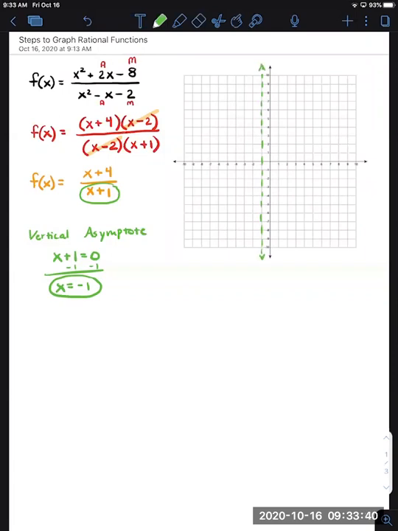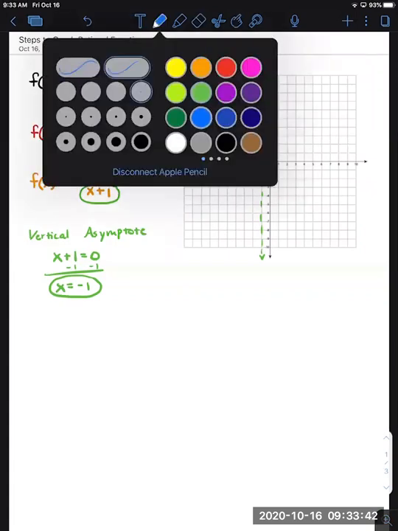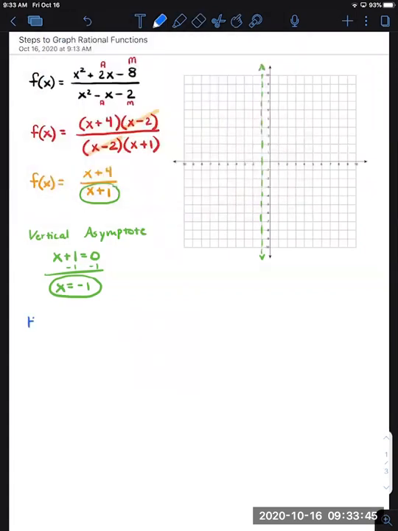Step number 4 is to find the hole. So in order to find the hole, you take the term that you canceled out and you set it equal to 0. So I canceled out that x minus 2 up in that original equation. So I'm going to take x minus 2 equals 0. Add 2 to both sides. You get x equals 2. But you're not done. That's just the x value of the hole. So I need to find that y value.